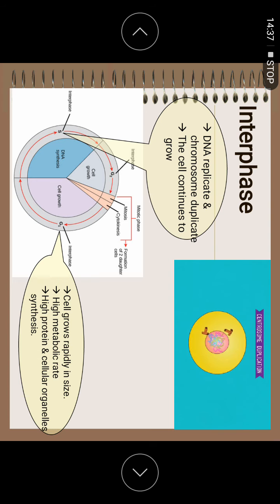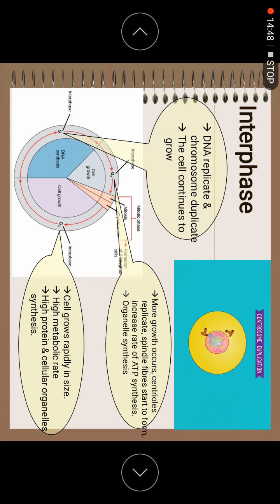After that they enter the synthesis phase. Synthesis is where the DNA is replicating. This is the time where you can see the sister chromatids are formed. And then you have the last one, which is G2. In G2, more growth occurs, and the spindle fibers start to form.